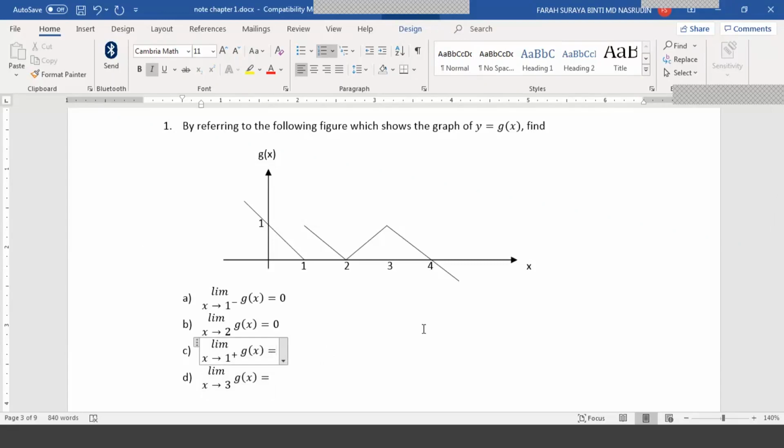Satu. 1. Jawapan dia 1. Okay, terima kasih. Okay, D. Limit x approach 3. Okay, sebelum cari jawapan x approach 3, you need to know the left limit, the answer for left limit and the answer for right limit.